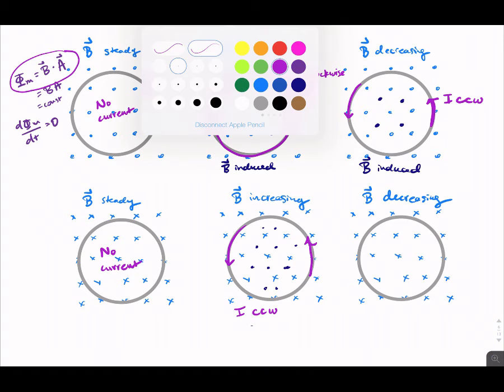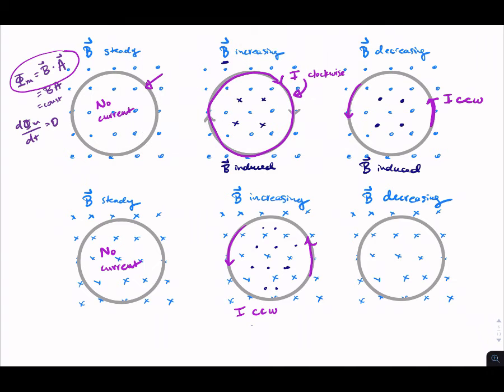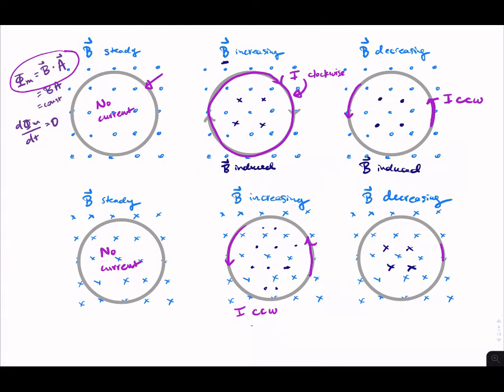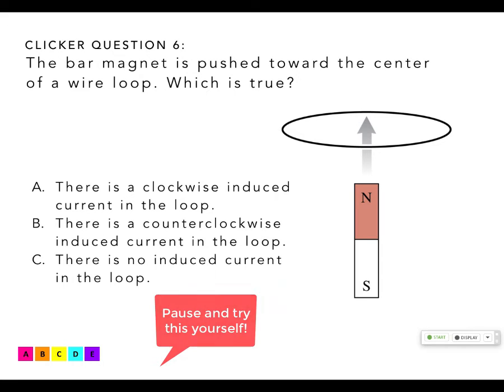Down here, if we start with a magnetic field pointing into the page, then we also have to induce a magnetic field going into the page, which means that we're going to end up with a clockwise current. All right, I hope that helps. Then we try this out, see if we know what's going on.